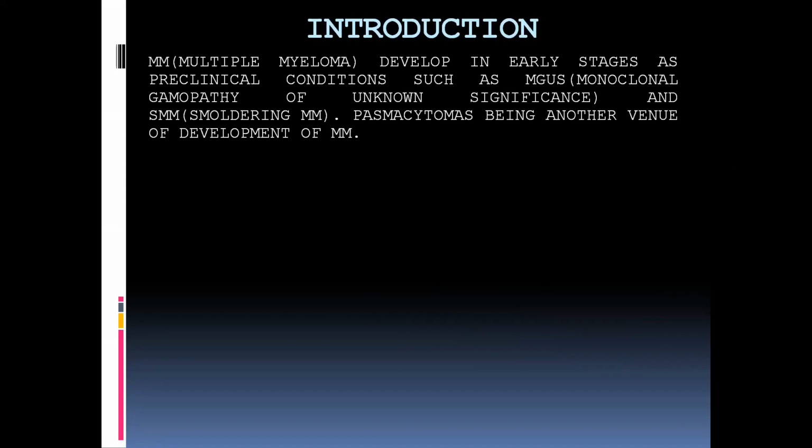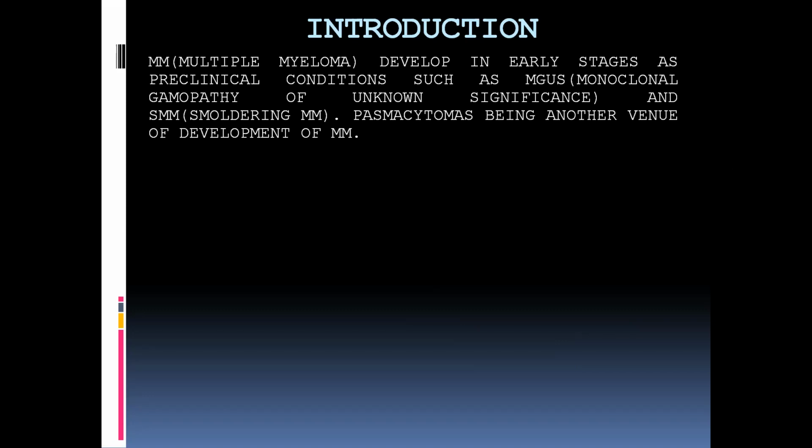This article is mainly about identifying bone lesions with new methods of imaging. We all know that traditionally X-ray was used for many bones of the body, but we have to assess the condition of the patient properly in the stages earlier than multiple myeloma per se. Multiple myeloma develops from early preclinical conditions such as MGUS, which is an acronym for monoclonal gammopathy of unknown significance, and SMM, which is smoldering multiple myeloma, also called asymptomatic multiple myeloma.